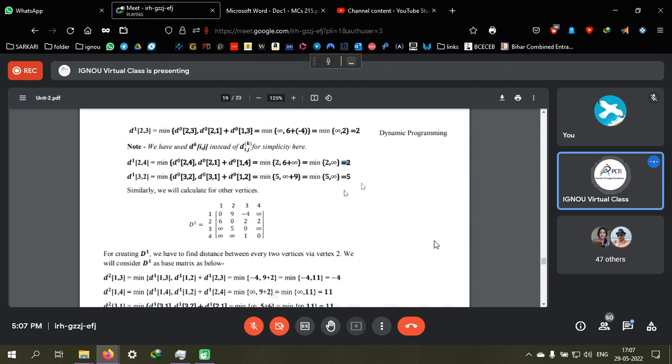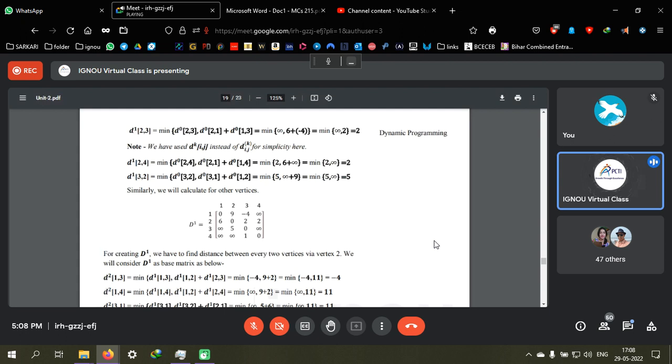Similarly, I have to do it for 3 comma 2. So this is 3 comma 2. Again via 1, that means D0 of 3 comma 2. So we have to find 3 comma 1 and 1 comma 2. The smallest value is 5.